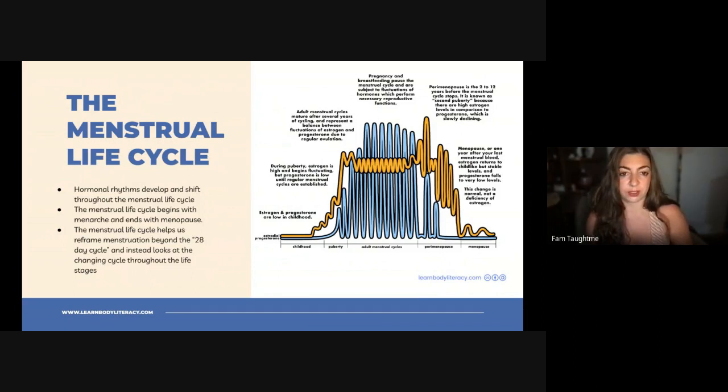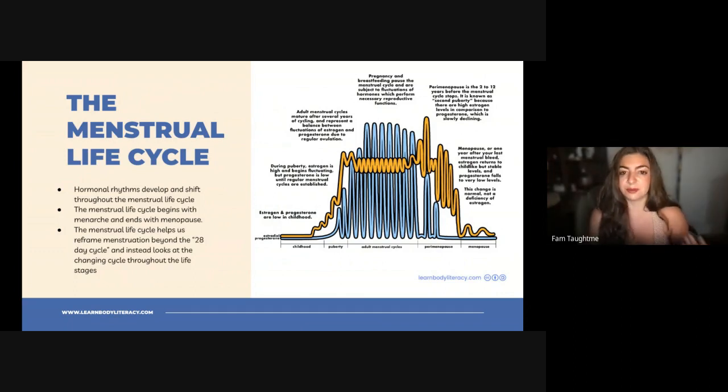Now we're going to move on to talking about the menstrual life cycle. I'm not sure if any of you have heard of it, but this is the series of hormonal changes that shift during different stages in your life in the context of your ovarian hormones. So it explains how hormones go through phases and basically change through the lifespan.